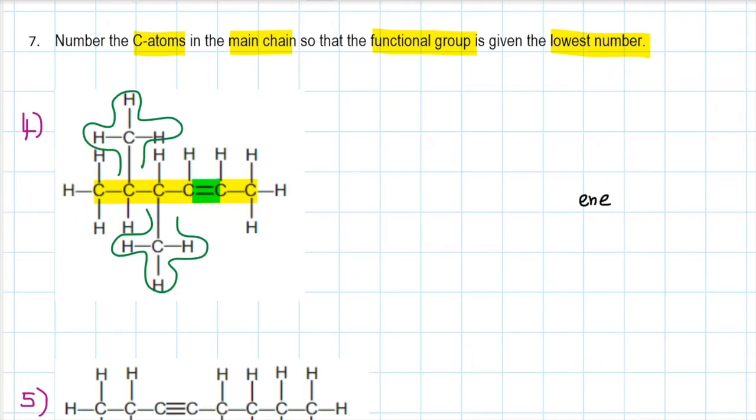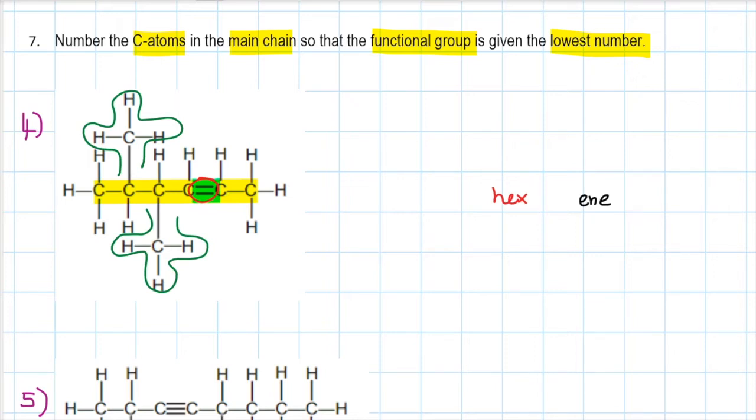We start off by finding out how many carbon atoms there are in the longest chain. There are 6 carbon atoms, and therefore we will use the word hex to refer to the 6 carbon atoms. But we must show the position or give in the name the position of the functional group over here. The functional group must get the lowest number possible.